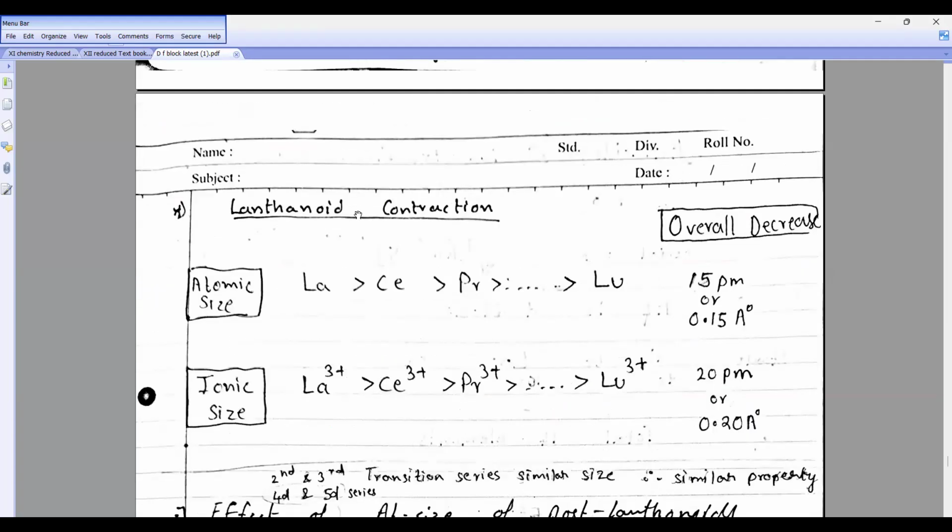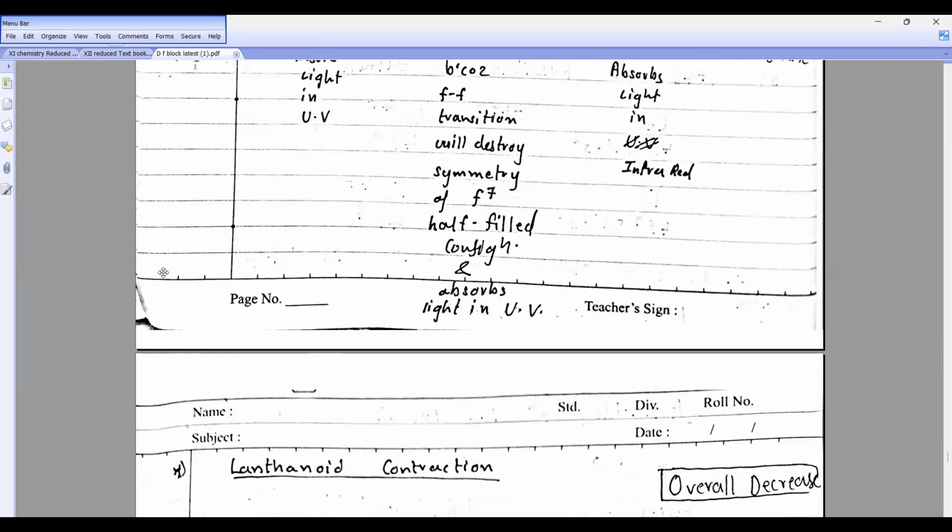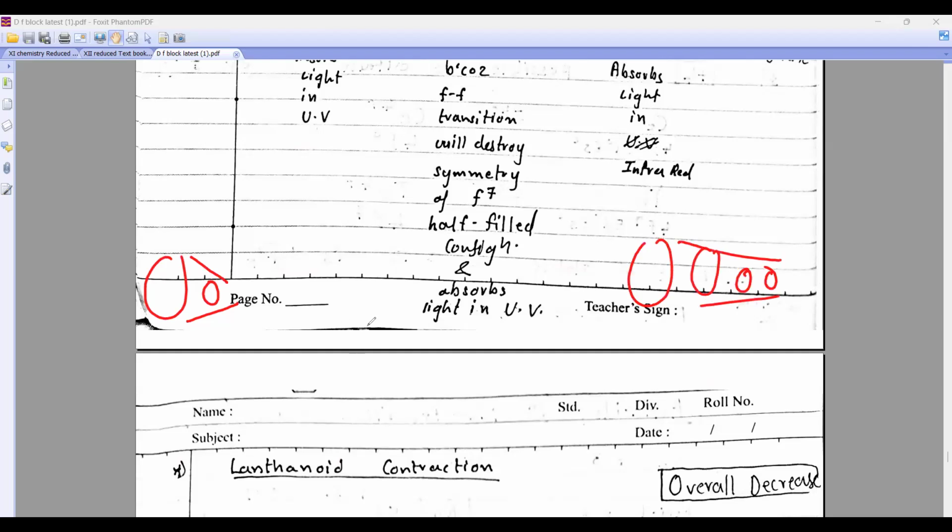Lanthanide contraction, 100% आएगा बेटा बोर्ड में. अच्छा, d block बेटा, we have studied in s block the decrease in size is very rapid. In p block also it is very rapid. In d block it was what, beta? Decrease was there but comparatively less. But in f block, beta, this overall decrease is very, very less. Why?